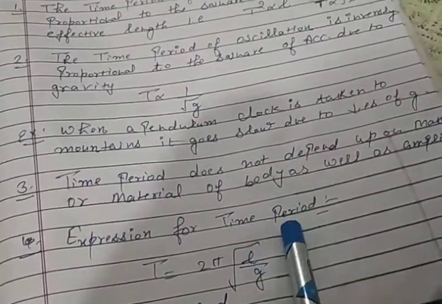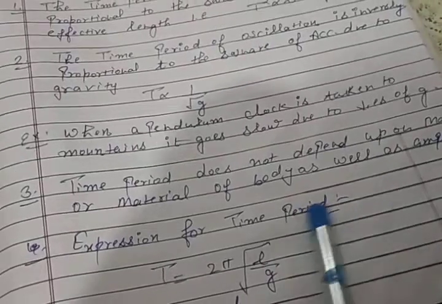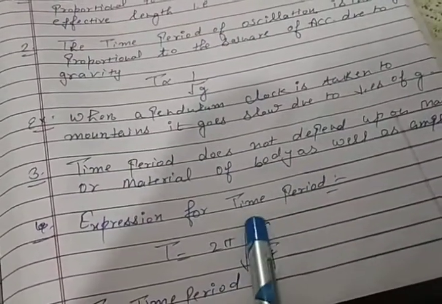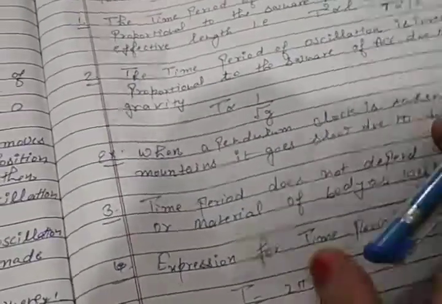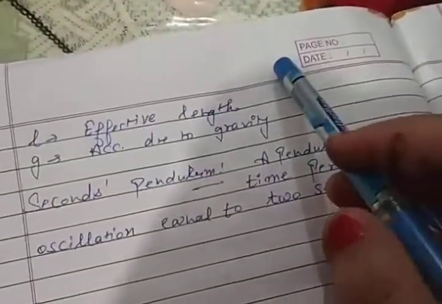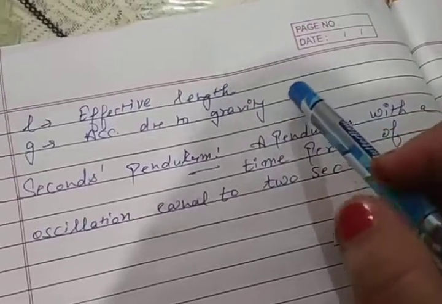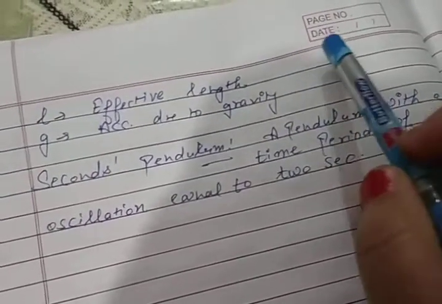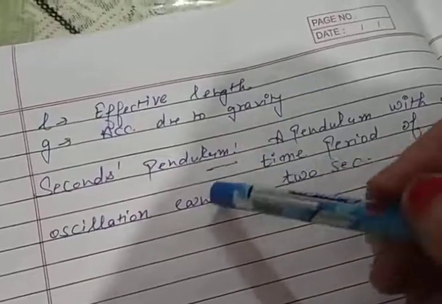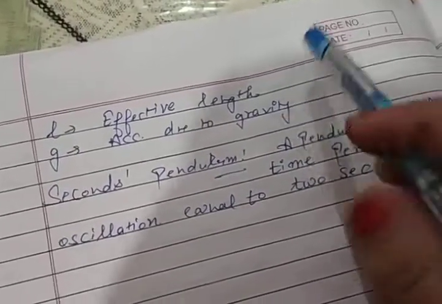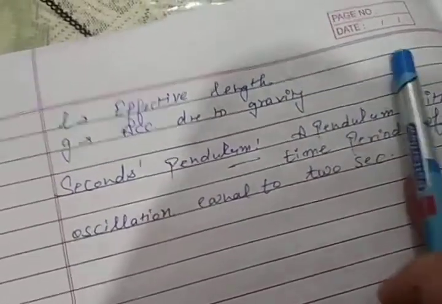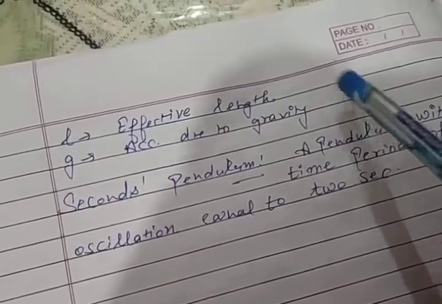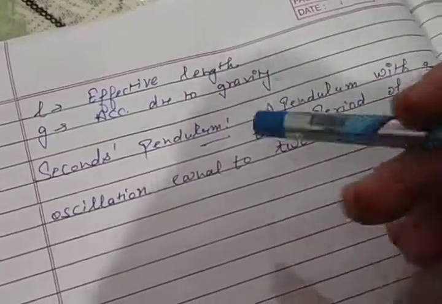Now there is an expression for calculating the time period. What is the expression? T is equal to 2 pi under root L by G. Here T is time period, L is effective length, and G is acceleration due to gravity. This is the relation for calculation of time period for the simple pendulum. We can use this formula for calculation in numericals also. You know the value of pi, that is 22 by 7 or 3.14. After that we can put these values in the numerical and you can find out the values that we have to calculate.